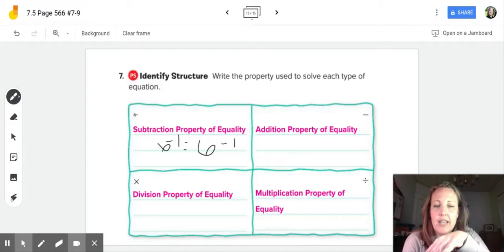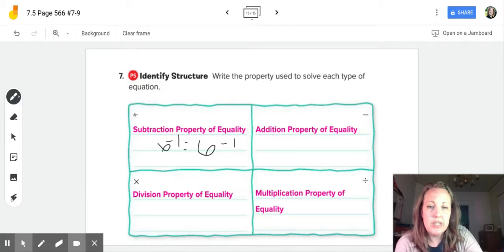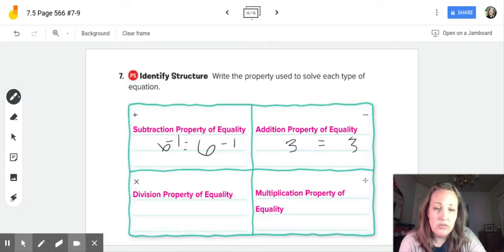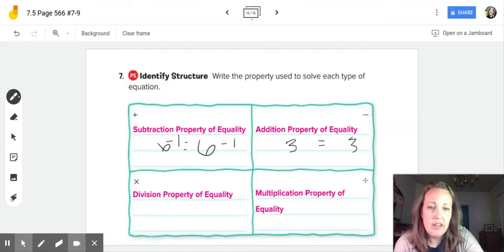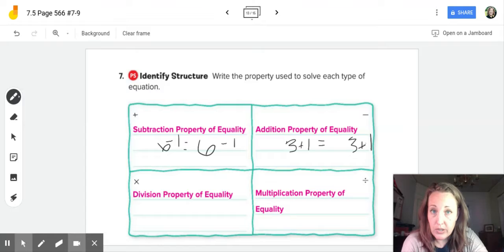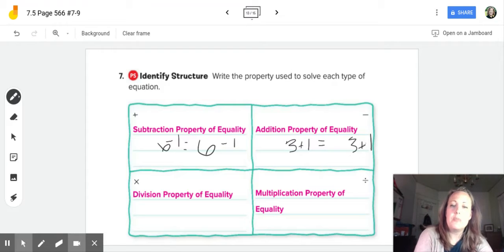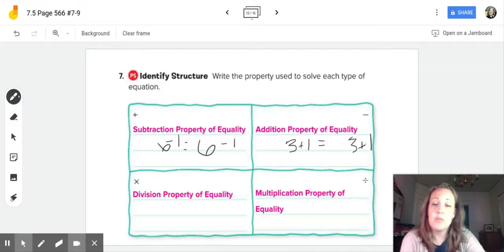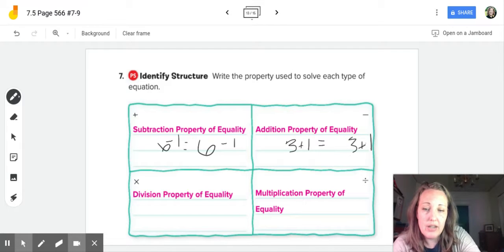So that's that property. The addition property is the opposite of that. If I say 3 is equal to 3, I can remain equal, right? I can maintain equality. Whatever I add to one side, I add to the other side. So 3 plus 1 is equal to 3 plus 1. Okay. Division property of equality says if I'm going to divide by something on one side, I have to divide by that same thing on the other.